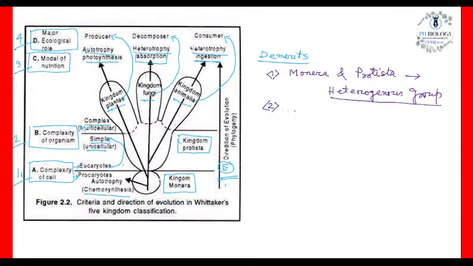Another demerit, we can say, the phylogenetic relationship particularly of lower organisms are not fully reflected here. For example, we can say certain green algae and some photosynthetic bacteria get hydrogen from sources other than water, but these are assigned to different kingdoms.